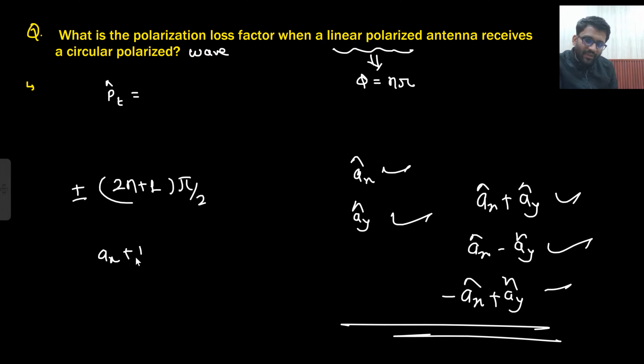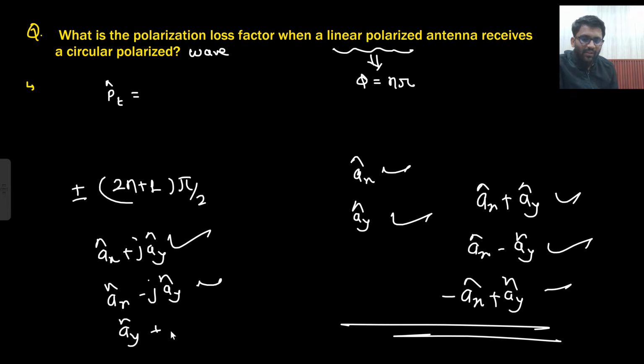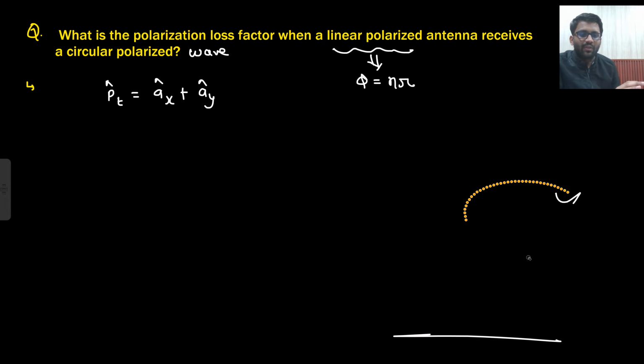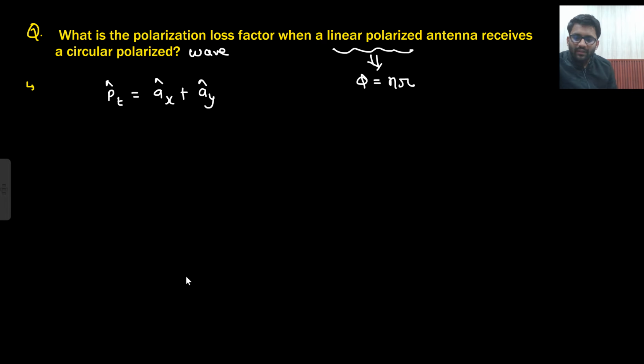So AX cap plus j AY cap. Is this circularly polarized? Yes. AX cap minus j AY cap? Yes. AY cap plus j AX cap? Yes. So any two random examples you can take. I am taking AX cap plus AY cap. You will get the same answer only. I will solve it by taking two examples, do not worry about it. So this is my transmitted.